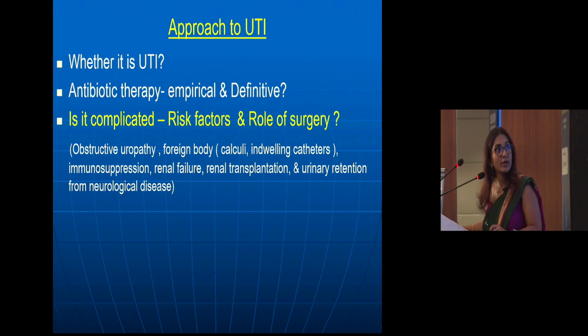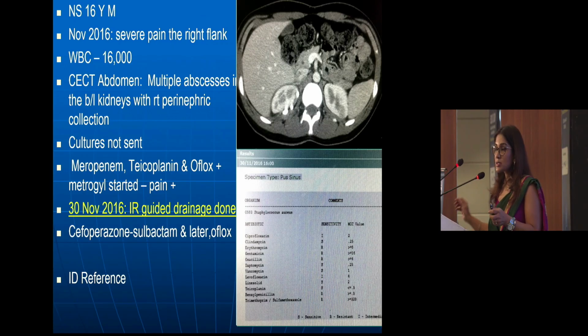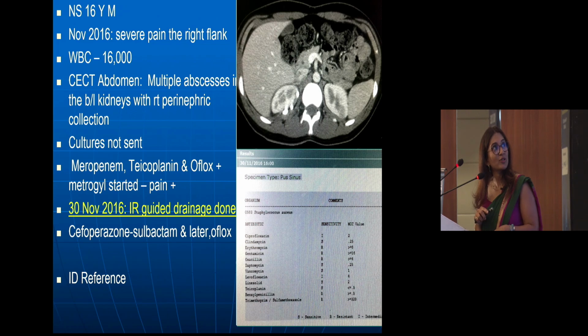Now let's quickly go through the third most important thing which comes to our mind: whether the UTI is complicated, what are the risk factors, and is there any role for surgery. This is a 16-year-old boy. He had severe flank pain and developed leukocytosis, and this CT scan shows multiple abscesses in the bilateral kidneys with a right perinephric collection.